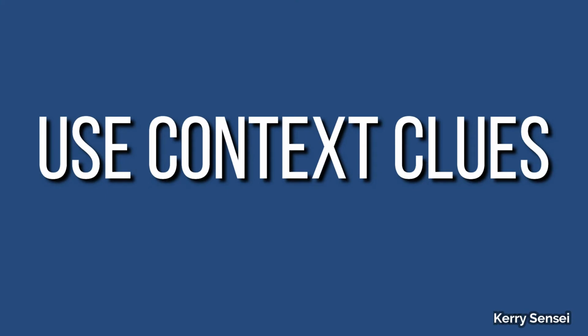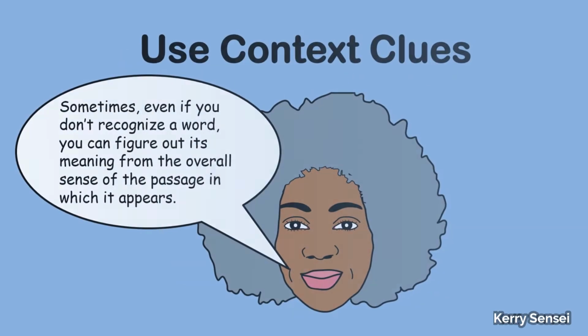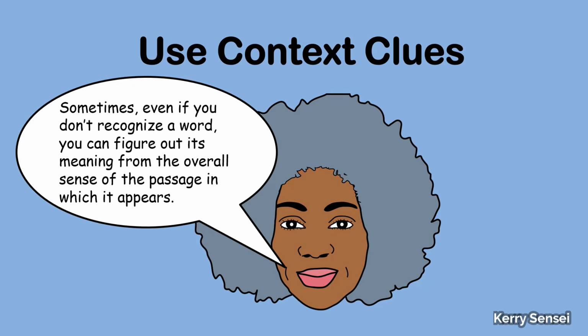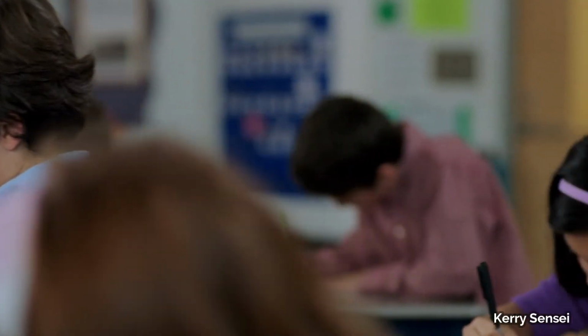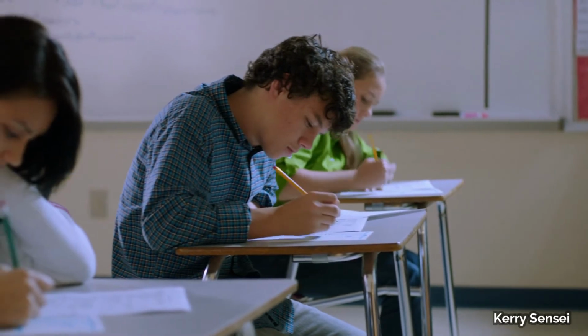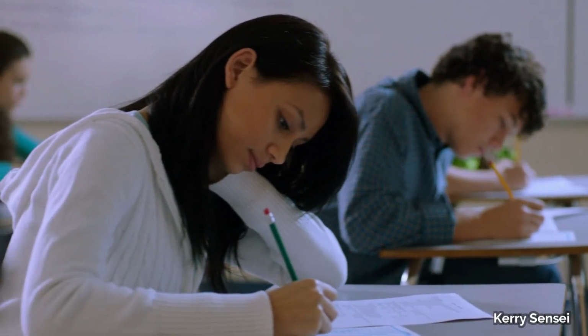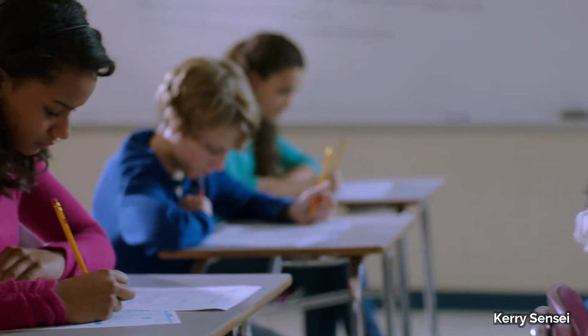First, use context clues. The words and phrases around a word are the word's context. Sometimes, even if you don't recognize a word, you can figure out its meaning from the overall sense of the passage in which it appears. To use context clues, first, read for the general meaning of the whole passage. Then, ask yourself what the unfamiliar word must mean in order for the passage to make sense. Sometimes, substituting each answer choice for the unfamiliar word will make it clear which one is correct.